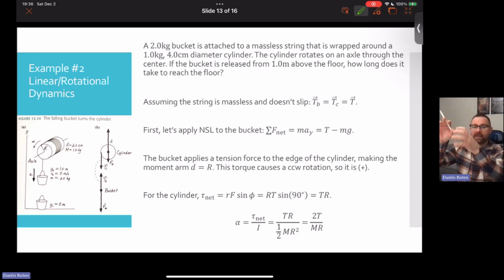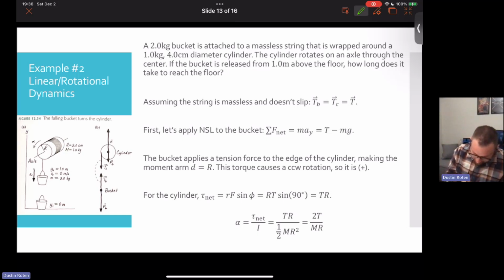The idea here is that gravity not only has to pull the bucket down, it's also responsible for rotating the pulley, the cylinder. So the force due to gravity is having to do two different things instead of just pulling the bucket down. So the acceleration, we expect it to be a little bit smaller.